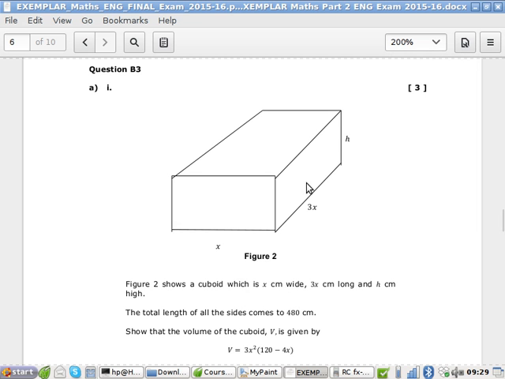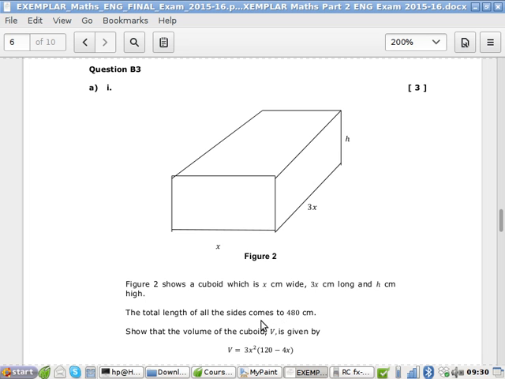Okay. So here, this is practical problems of calculus from semester 1. You have a box here. This side is x, this side is 3x, and this side is h. And the first part is to calculate the volume. And you notice what's missing from the formula for the volume? There's no h in it, because volume should be x by 3x by h.